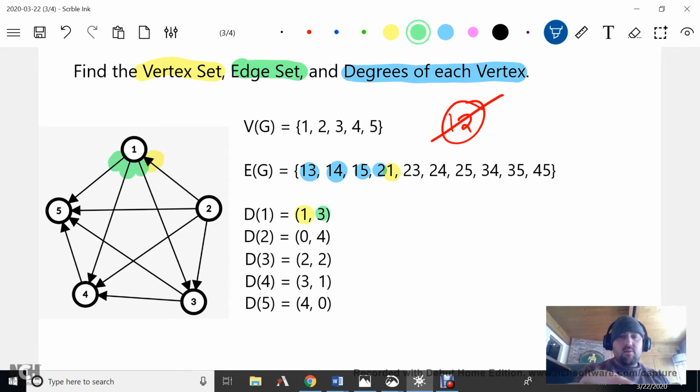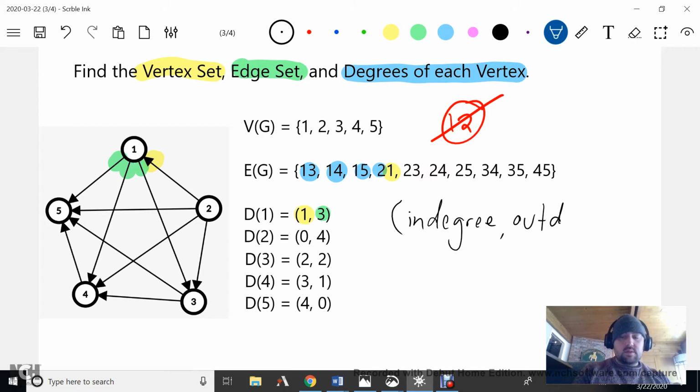So what this is, when we do this, it's actually what we call the in degree and the out degree. So 1 is 1, 3. 2 is 0, 4 because there's no degrees going in and all the edges are going out. We can see 3 is 2, 2, 4 is 3, 1, and 5 is 4, 0, right? So 5 has all 4 edges pointing in and 0 edges pointing out.